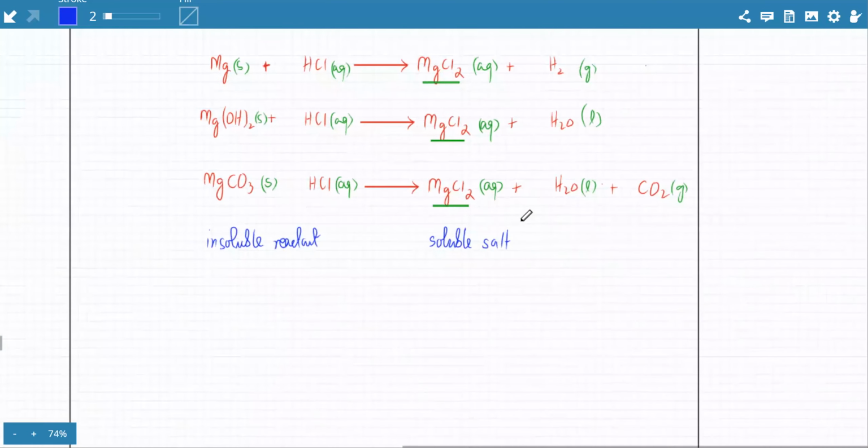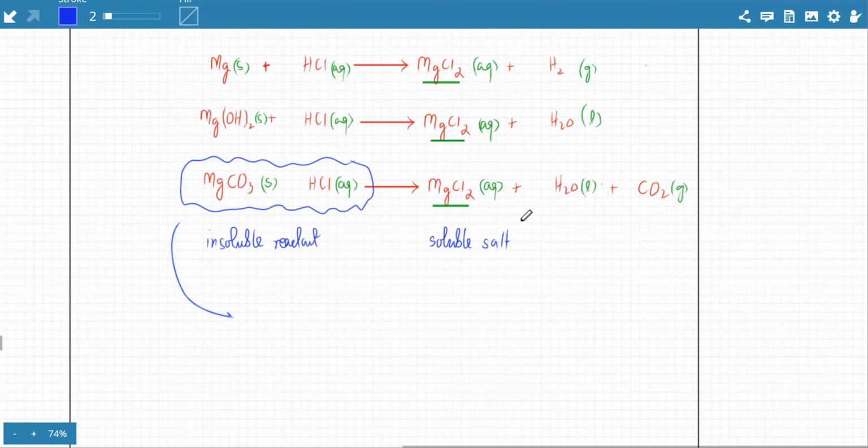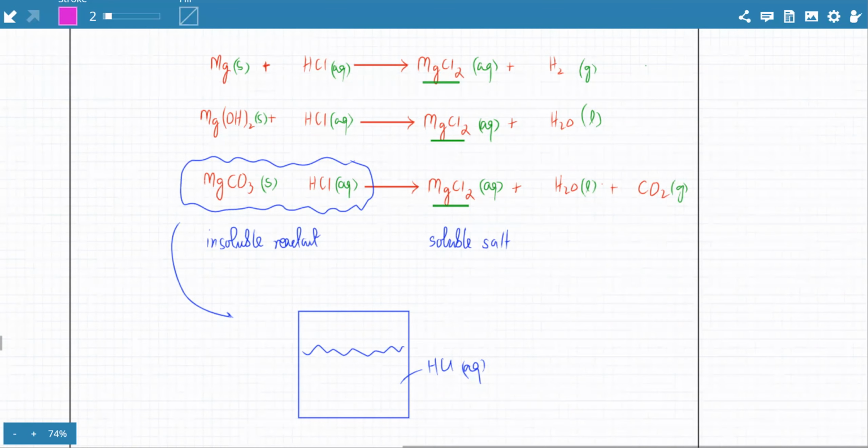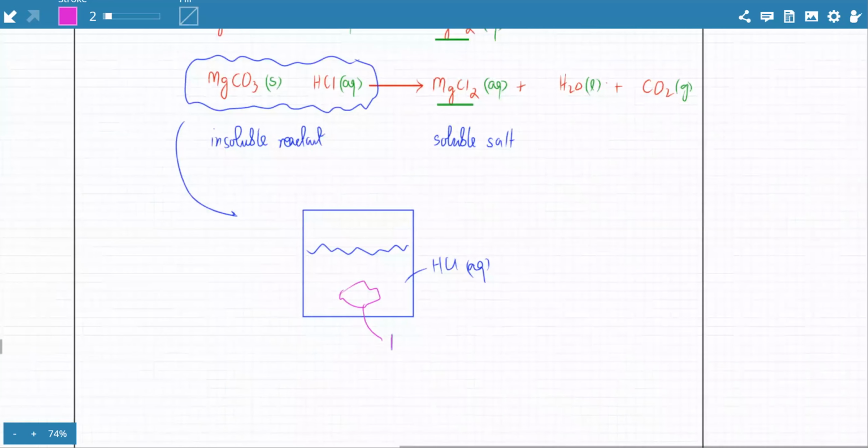And in this method, what do you do? You've got these two reactants. So I'm going to pick the third reaction; I could have picked any reaction. What I'm going to do is take a beaker and add HCl to it. HCl is aqueous. It's in the form of a solution. And I'm going to put in MgCO3, let's say a small crystal of MgCO3, in this HCl.